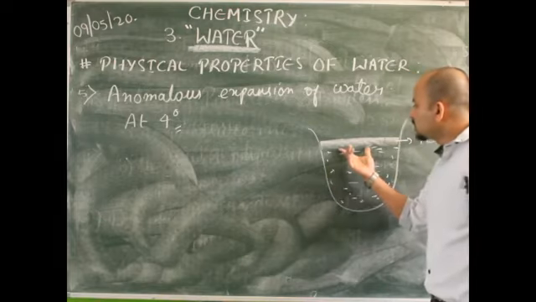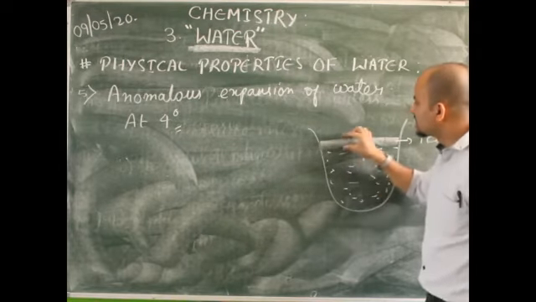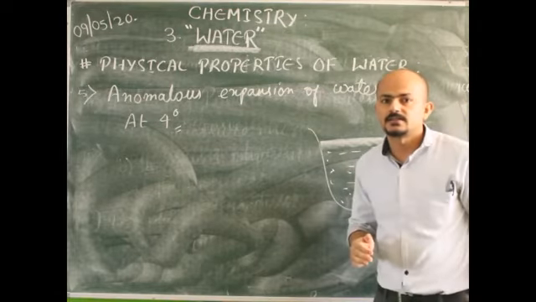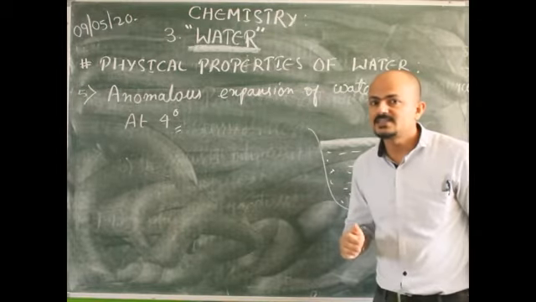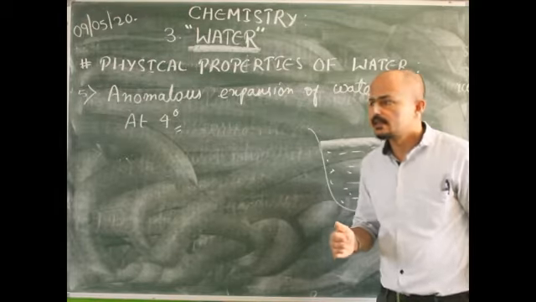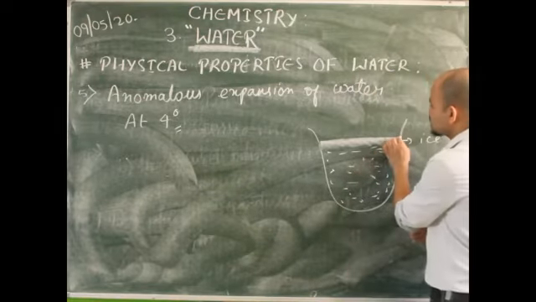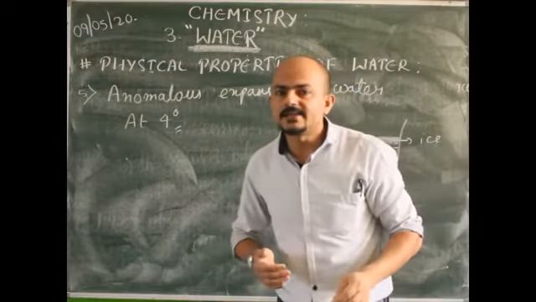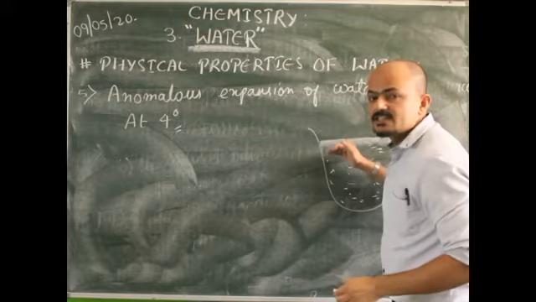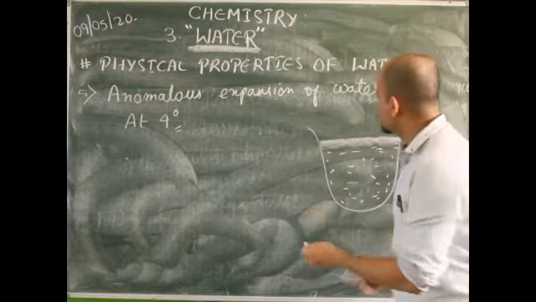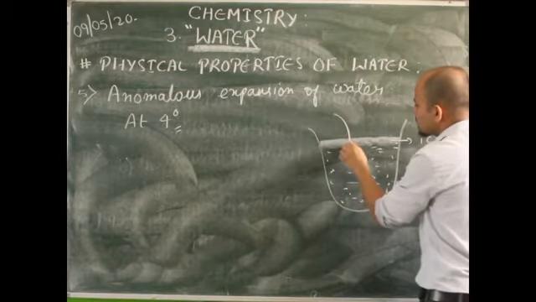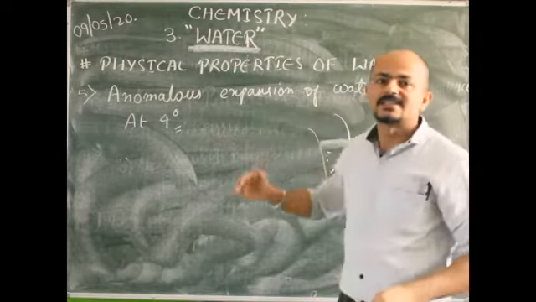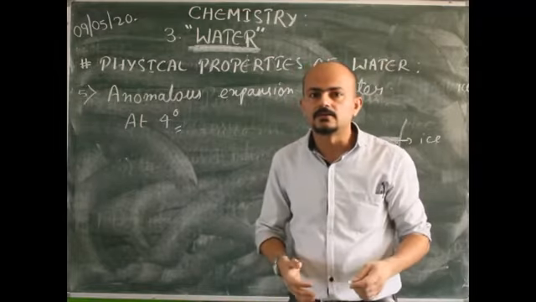Now, the water below this layer of ice will still be in liquid state. Why? Because once the surface of water freezes, since ice is a bad conductor of heat, it won't let the inside portion be affected by the outside temperature, which is very, very low.